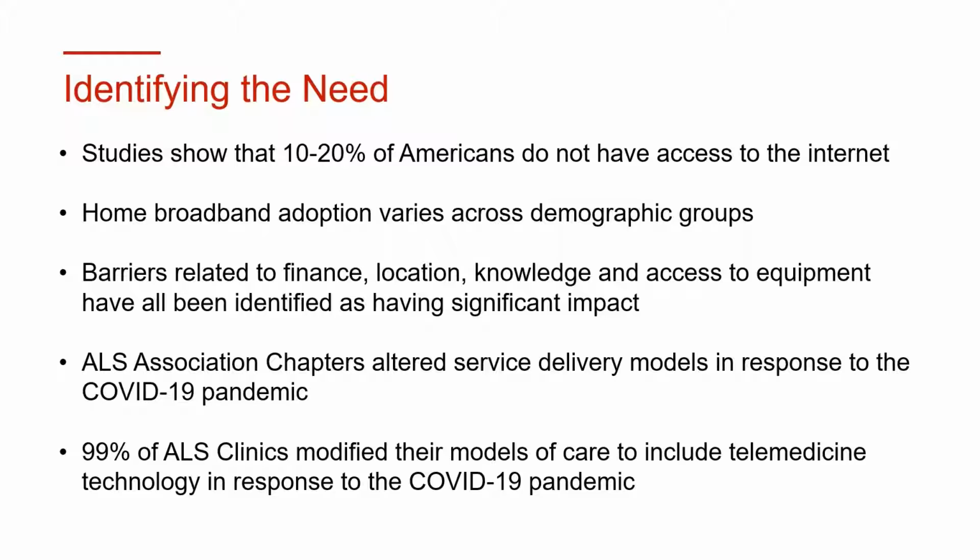As is true of internet adoption more broadly, home broadband adoption varies across demographic groups. Racial minorities, older adults, rural residents, and those with lower levels of education and income are less likely to have broadband service at home, although we know that those without internet connection are not limited to those groups.